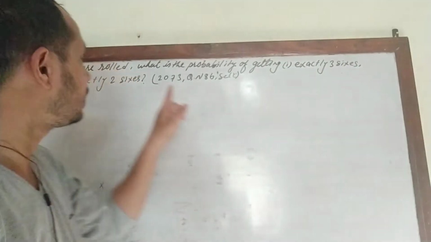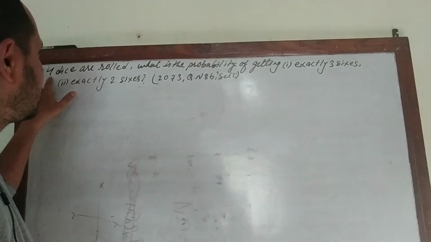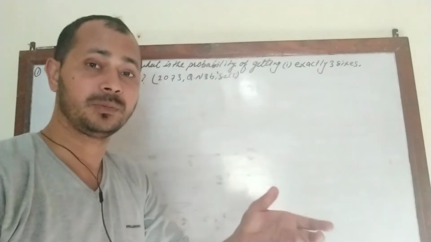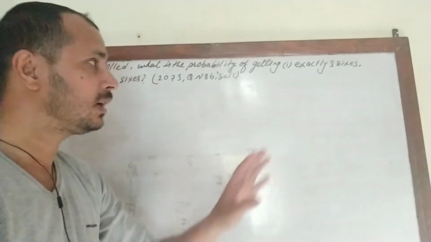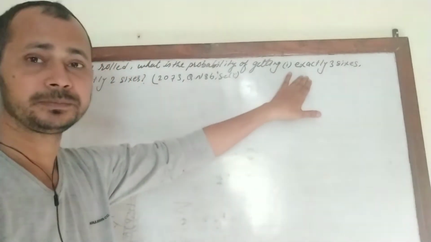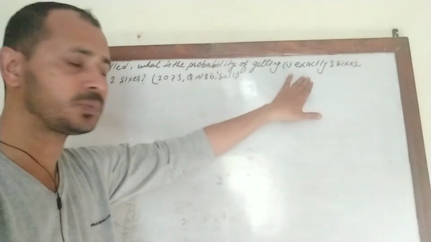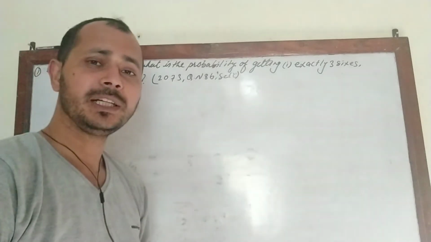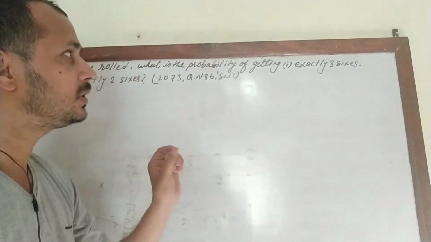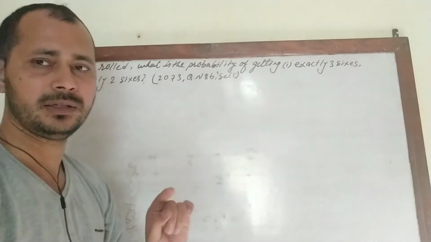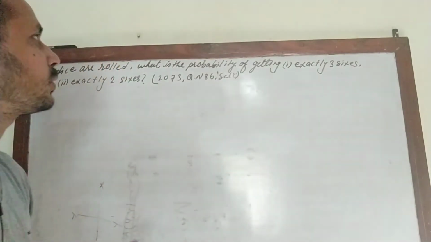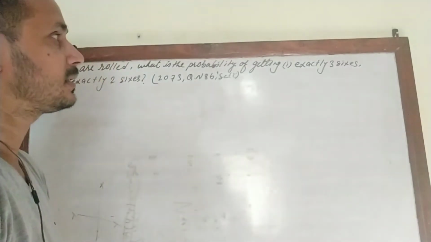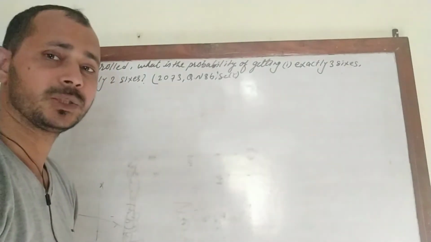Fine. Number of trials is finite. 4 dice are rolled. It is similar to a die being rolled 4 times. So the number of trials is fixed. Only 2 outcomes are there. Either 6 will come or 6 will not come. Next, the case is related to independent events and the probability of getting 6 in each trial is 1 by 6. So this problem is related to Bernoulli trials and we can apply the concept of binomial distribution.